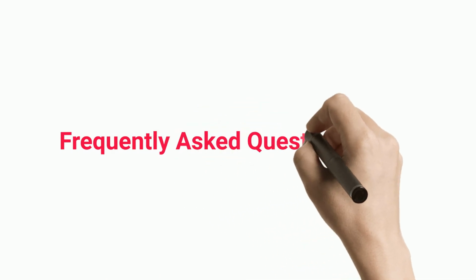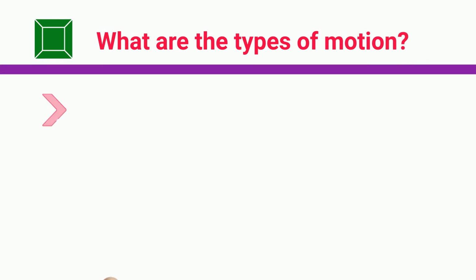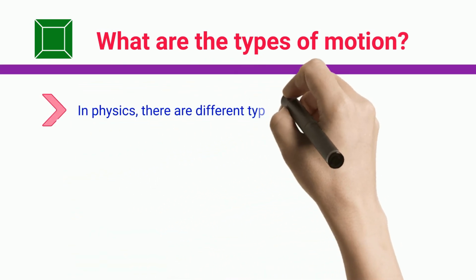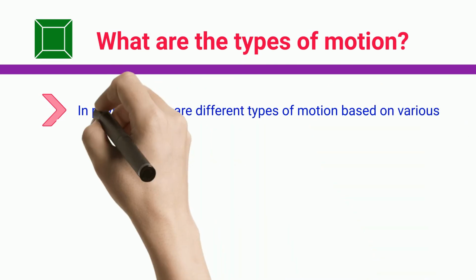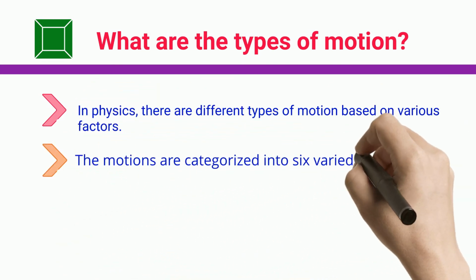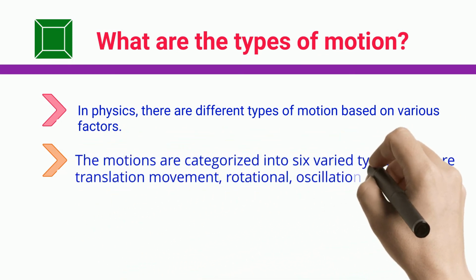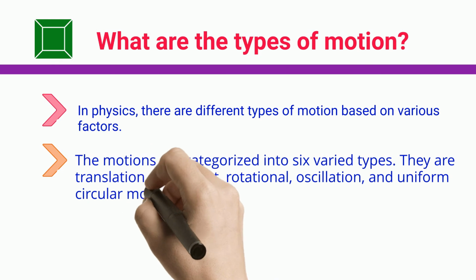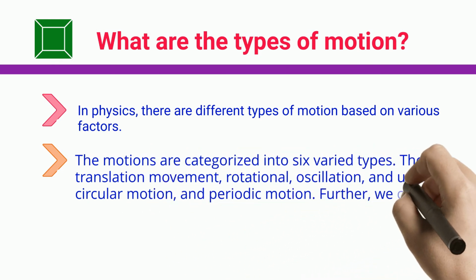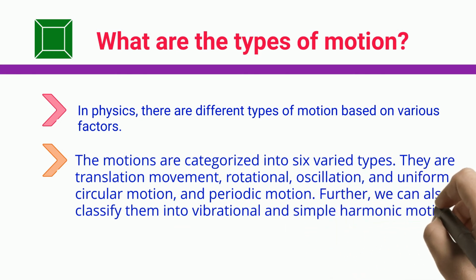Frequently asked questions. What are the types of motion? In physics, there are different types of motion based on various factors. The motions are categorized into six varied types. They are translation movement, rotational, oscillation, uniform circular motion, and periodic motion. Further, we can also classify them into vibrational and simple harmonic motion.